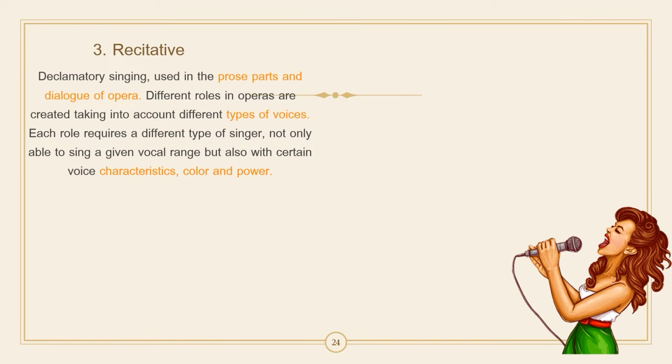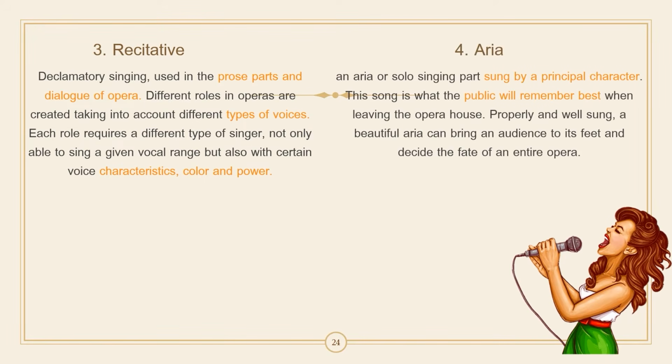Different roles in operas are created, taking into account different types of voices. Each role requires a different type of singer, not only able to sing a given vocal range, but also with certain voice characteristics, colors, and power. 4. Aria, a solo singing part sung by a principal character.